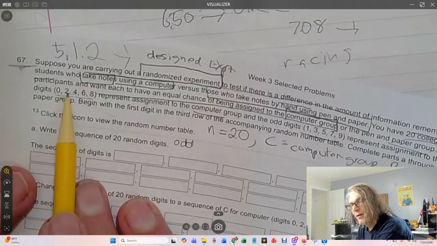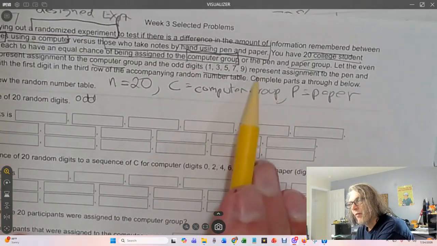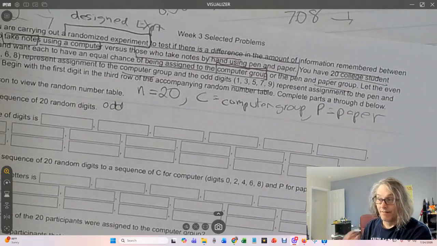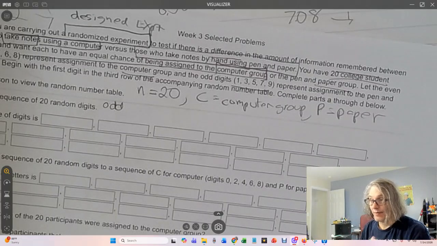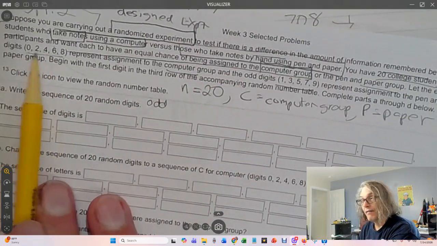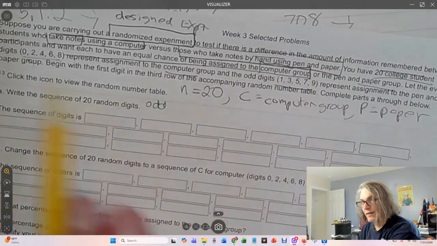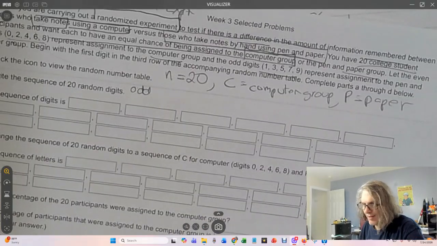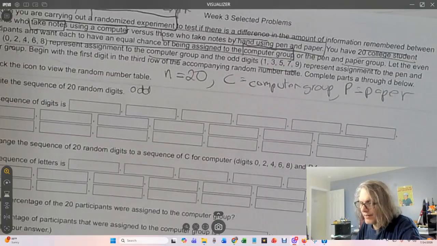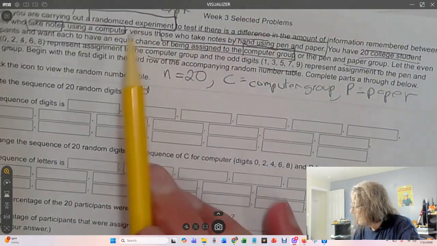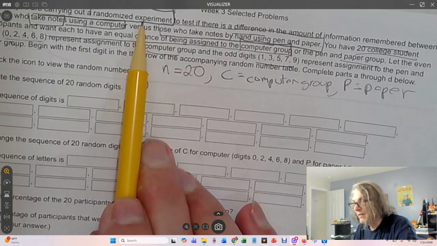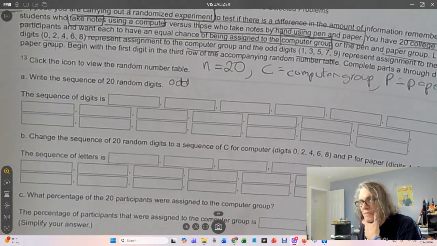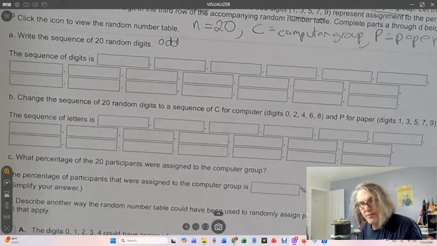Notice that 1, 2, 3, 4, 5. Notice we split it into 2 groups over 10, right? So that means we should be assigning half, theoretically, to the computer group and half to the enrichers. Theoretically, right? But it's not always going to work out that way when we're conducting an experiment, doing something in real life, right? So now, let's write the sequence of numbers.